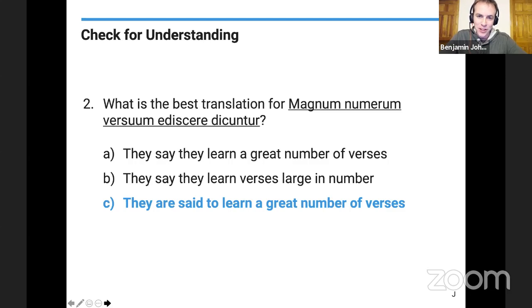The morphology here that you can look at is magnum numerum versuum. So magnum numerum is in the accusative case, but versuum is genitive plural, so a great number of verses. And the docentur is the NTUR, that's passive and third person plural. So they are said rather than they say. So that I hope that you guys got.